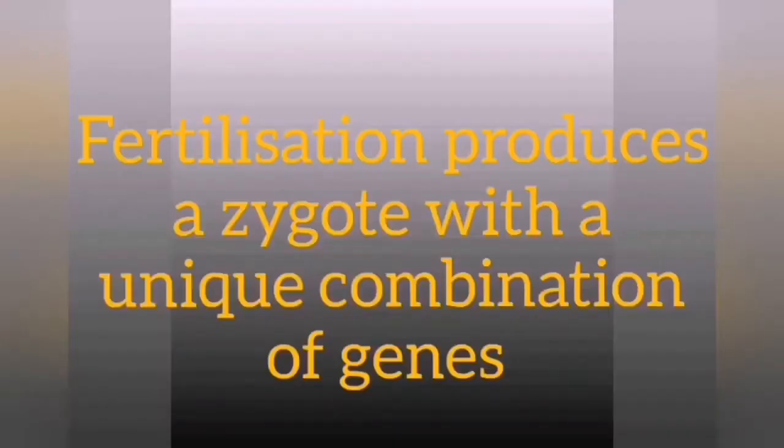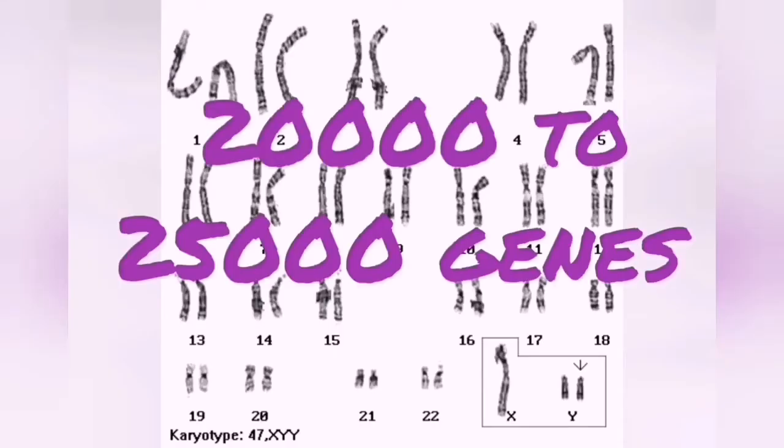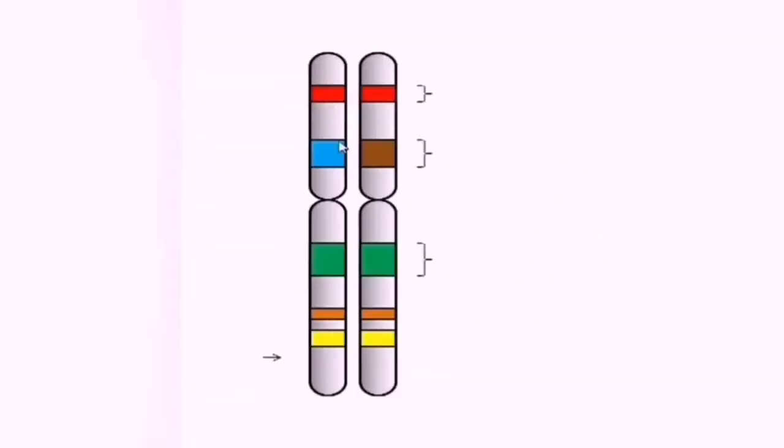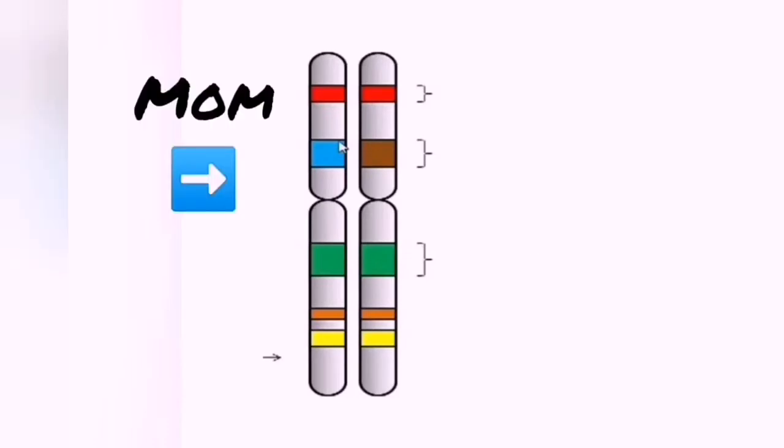So fertilization produces a zygote with a unique combination of genes, half of which comes from mom and half that comes from dad. Humans have about 20,000 to 25,000 different genes found on the 46 chromosomes in each cell of the body. So that means in every pair of chromosomes you have, one chromosome will come from your mom and the other will come from your dad.